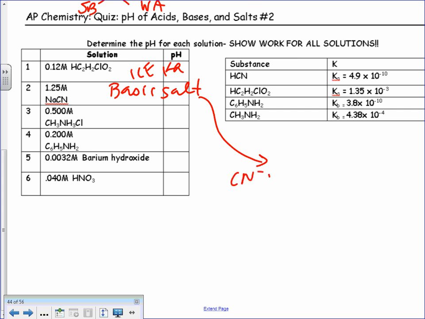CN minus plus water equilibrates to cyanic acid. Okay, so that's definitely showing again, doubly proving, right, that we have a basic salt from prediction. We can see it's making hydroxide, so it's definitely basic. But then what do you have to do? Find the pH from the K.